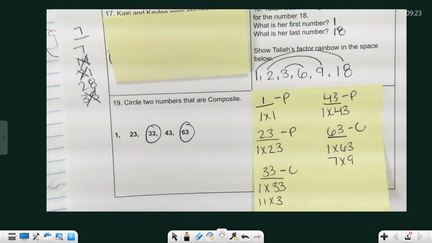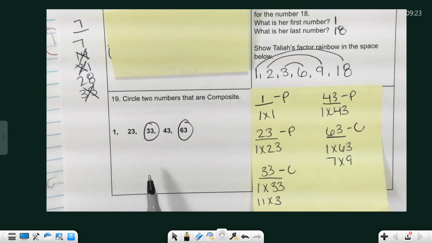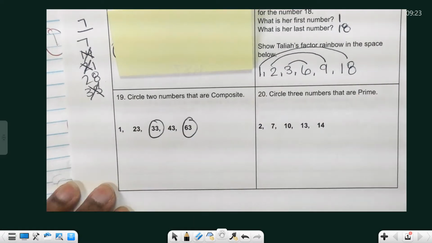Any questions? You know 7s were a part of your multiplication from the beginning of school, so you should know your 7 times tables by now. 7, 14. Any questions? All right, let's look at 20.